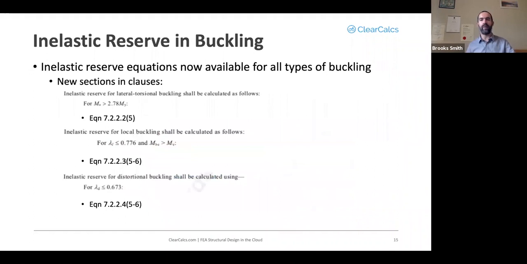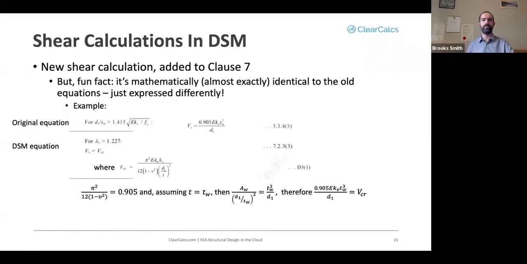Inelastic reserve is now included in all buckling calculations. So there are new sections within clause 7 that talk about inelastic reserve for lateral torsional buckling, for local buckling, and for distortional buckling. And I'll go through exactly what those equations are later on. Shear calculations are now included in the direct strength method clause 7.